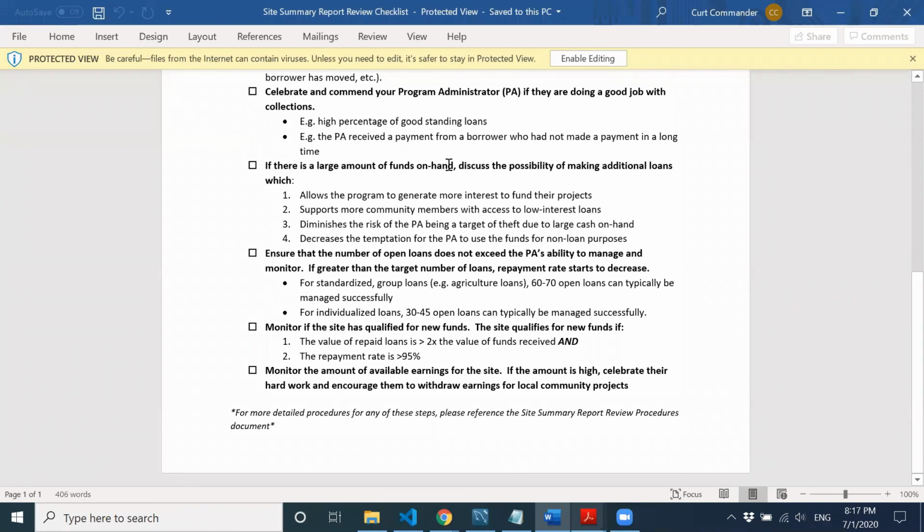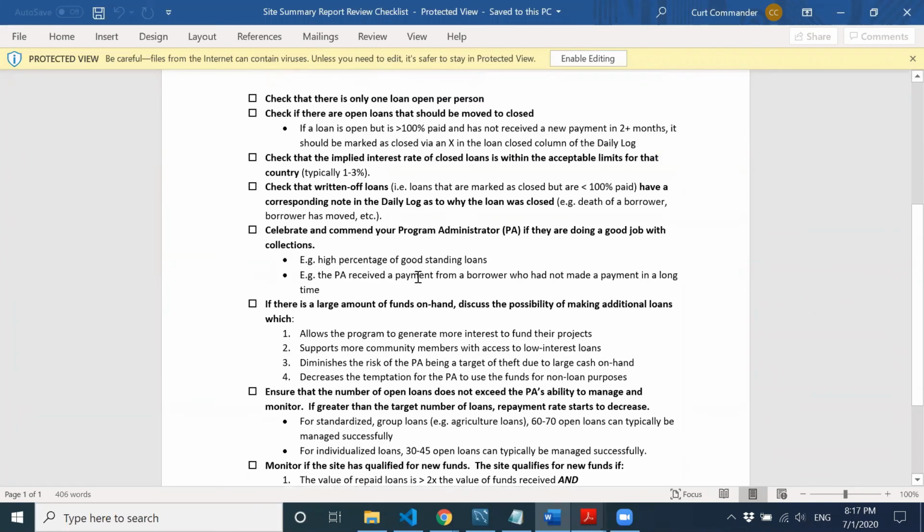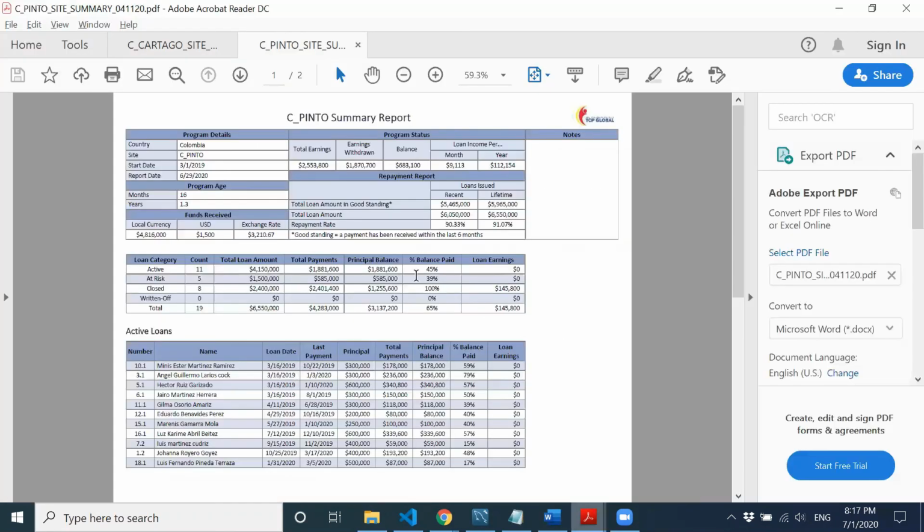Yeah, so that looks like that's it for this checklist. Again, these reports are not finished. There's still some bugs and some things that we're working on.